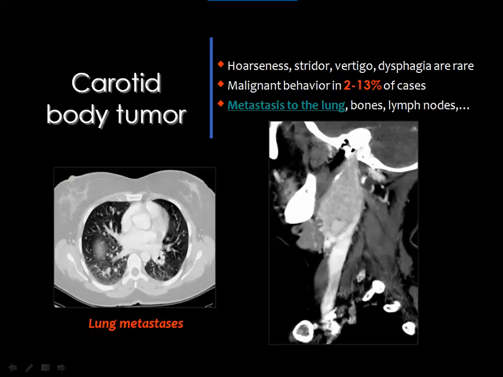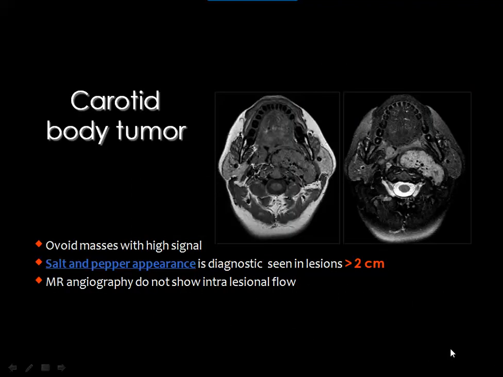Then the presentation may be in the form of hoarseness, stridor, vertigo, and sometimes dysphagia, but all these symptoms are usually rare, and you remember the lesion is almost asymptomatic. Malignant behavior is seen in about 2 to 13% of cases with metastasis, especially to the lung, to the bones, and to the lymph nodes. And this is a carotid body tumor between the bifurcation of the common carotid artery, and you see multiple nodular lesions in the lung representing lung metastasis.